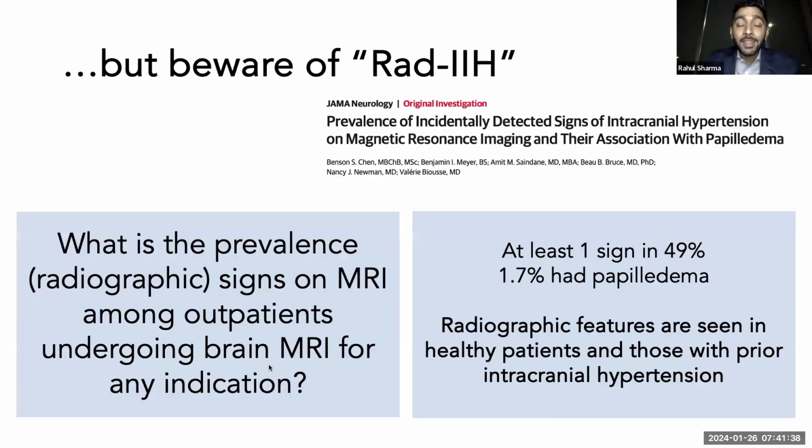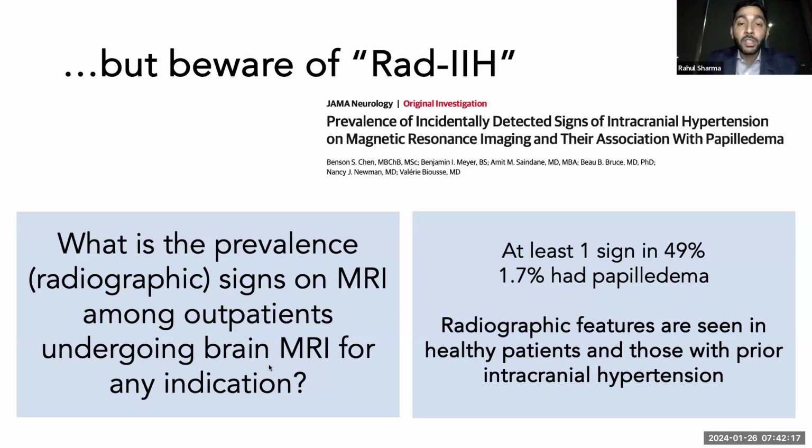The reason that I think it's important that we review these radiographic features is because although we expect them in patients with intracranial hypertension, we also see them in a segment of the normal, healthy population and those who had previous high ICP that has since normalized. So we call this RAD-IIH. What's involved here is that the patient undergoes an MRI, perhaps for a completely unrelated indication, and the radiologist tells us that there's a feature indicative of high ICP. They may even indicate idiopathic intracranial hypertension on the report, and then you are sent the patient for the ophthalmic assessment, but they may not have IIH at all.